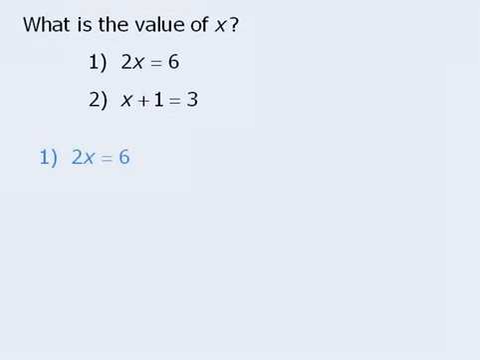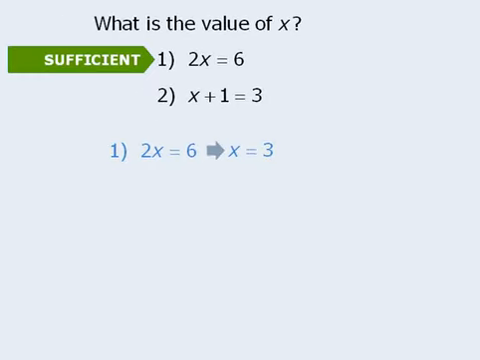Statement 1 tells us that 2 times x is equal to 6. When we solve this equation for x, we can see that x must equal 3. Since we can be certain that the value of x is 3, statement 1 is sufficient.